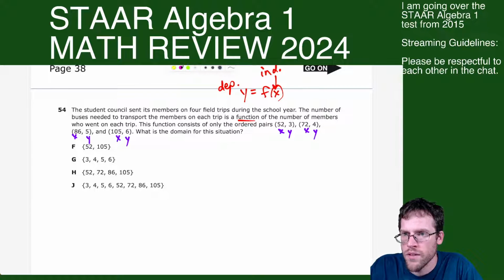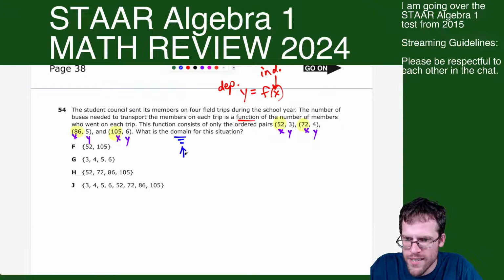So the independent variable x, this is like 52 people went on the trip, 72, 86, and then 105. And that's how many buses were needed after. The number of buses was like 3, 4, 5, 6. So we want to know, here's the actual question, what is the domain?